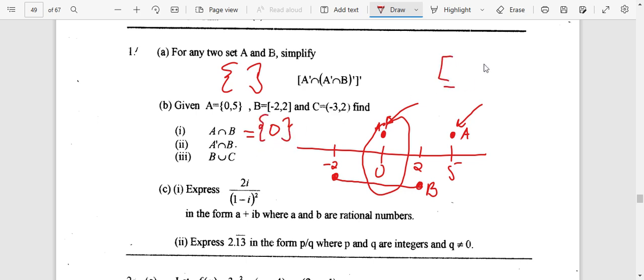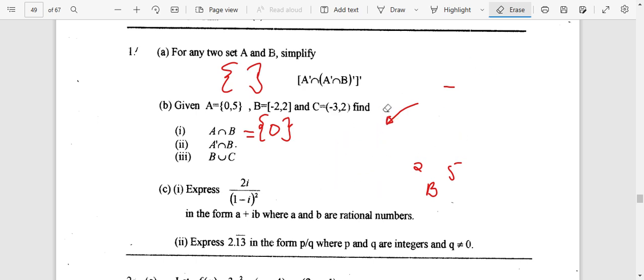Never put them in a range. When you're writing an element, never use interval brackets. Is this okay? Okay. Bupe, is this clear?